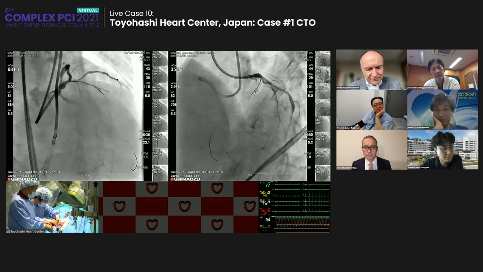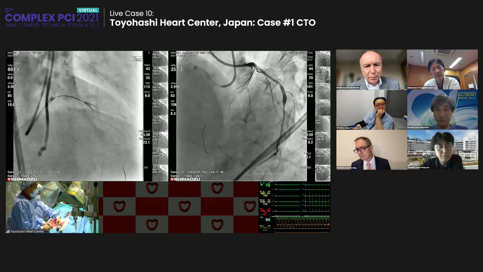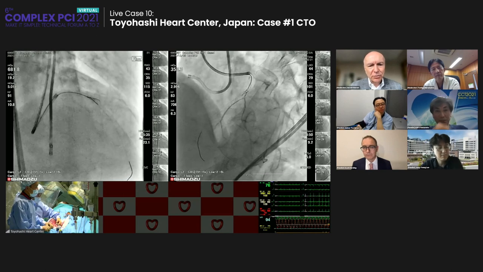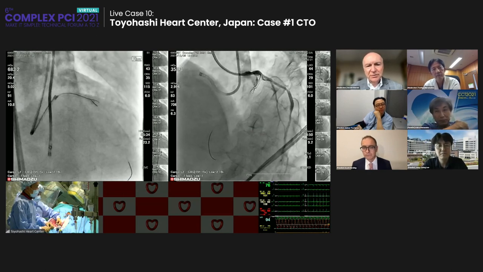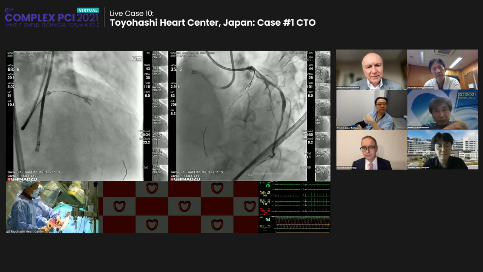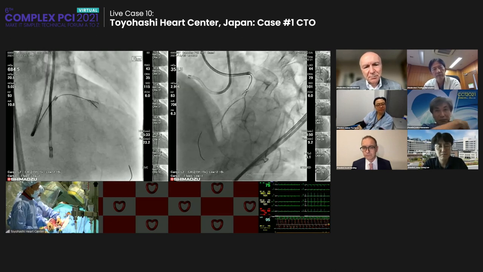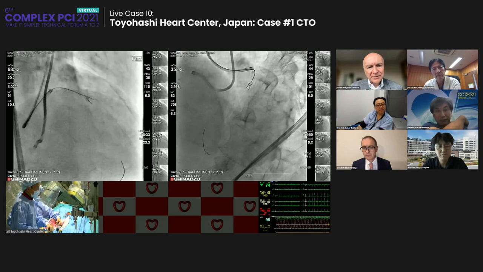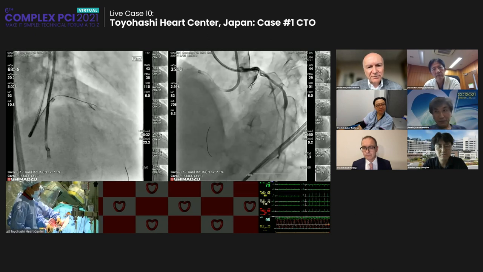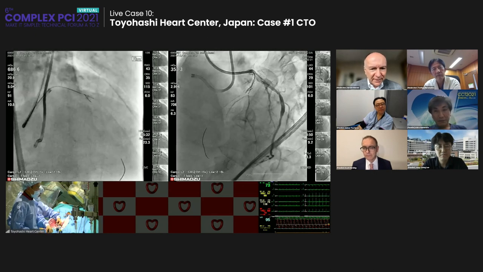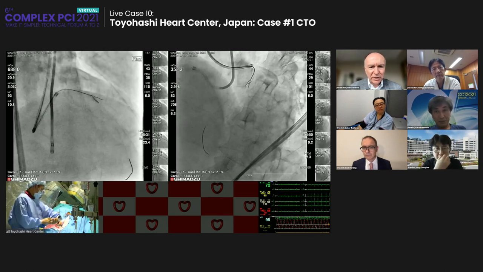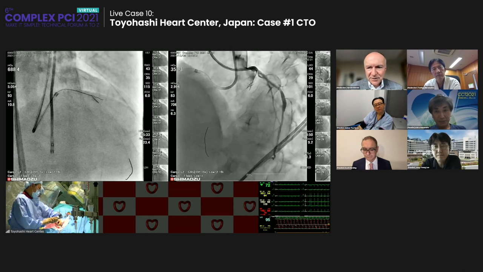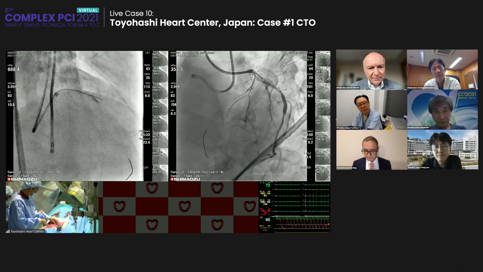Yes. I think it's important to make the point that the CTO crossing is not the end of the story. It's the reconstruction of the whole anterior wall supply. And that is often taking more effort and more energy. And we are not at the end of it, because for stenting, rewiring, and so on, there's still some work ahead.